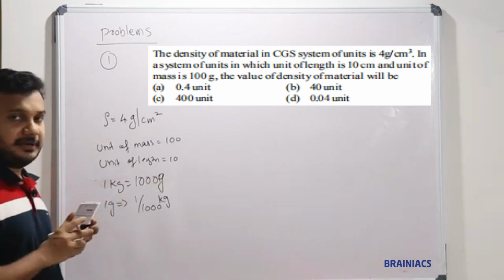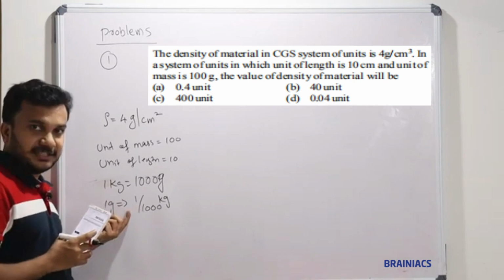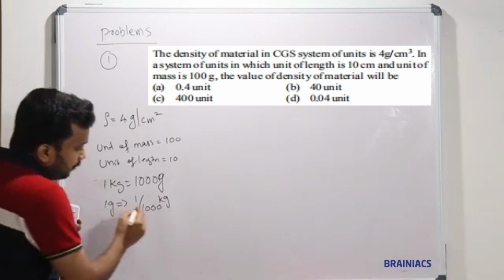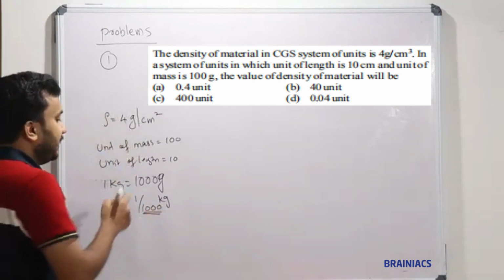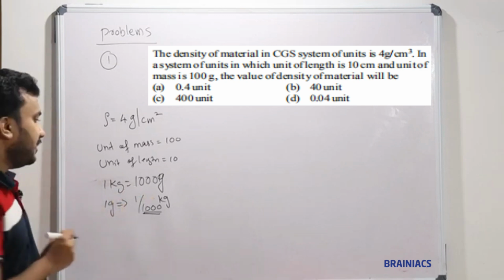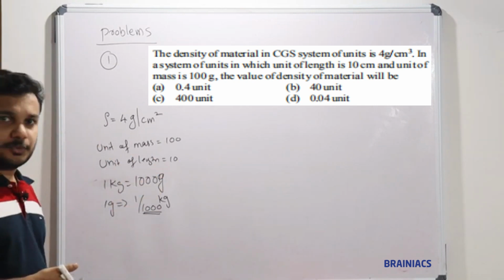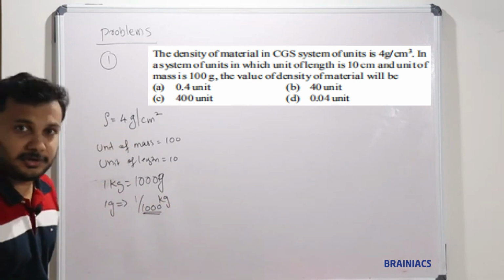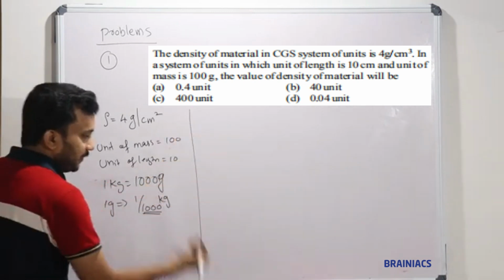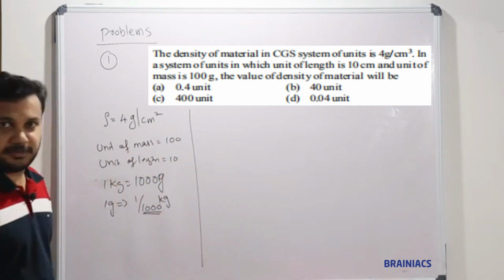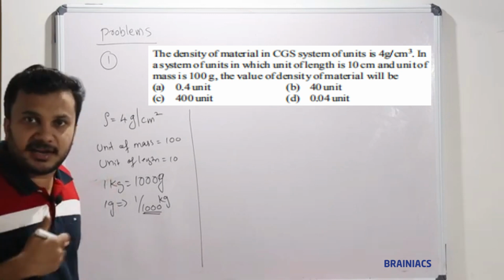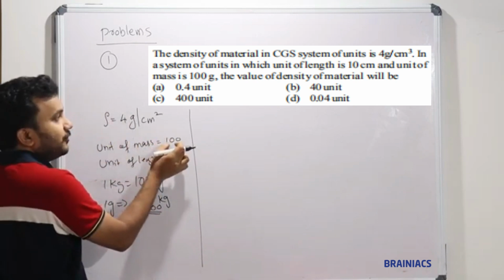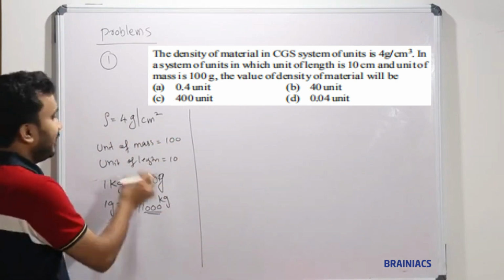So normally we divide by 1000 if we are converting from the CGS system into the SI system, because I need to get it as a kilogram. But here we don't want kilogram. The question is saying I need to convert to some other unit, so what should come in the denominator for mass? This one. For length it is given like this.